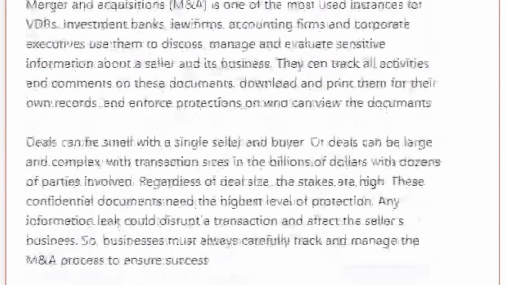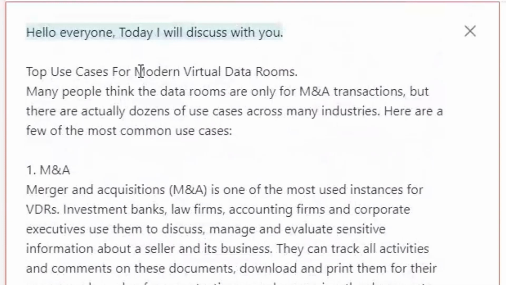Hello everyone, today I will discuss with you top use cases for modern virtual data rooms. Many people think the data rooms are only for M&A transactions, but there are actually dozens of use cases across many industries. Here are a few of the most common use cases.